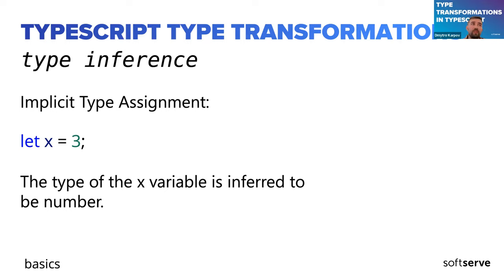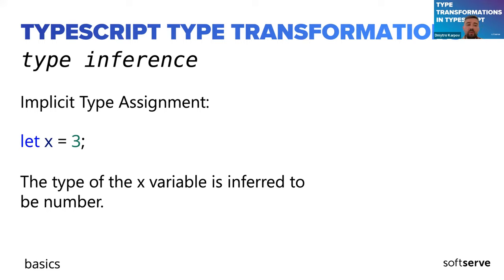We don't have any type for the x identifier or variable. It's basically equal to 3, but somehow TypeScript is able to understand what is the type of this variable. It's automatically inferred, and its type is a number. So I believe that's the most important thing to understand and to grasp.